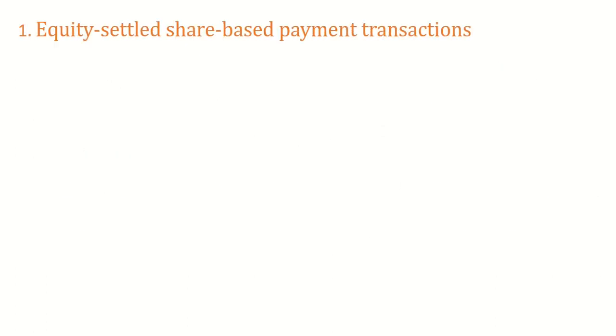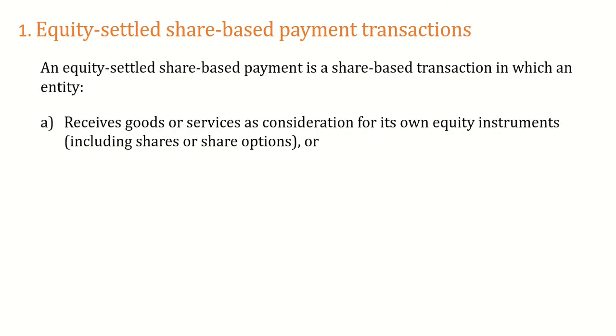Okay, first we look at what it means by equity settled share-based payment transactions and how we have to account for them. An equity settled share-based payment is a share-based transaction in which an entity receives goods or services as consideration for its own equity instruments. That means the company receives goods or a service.